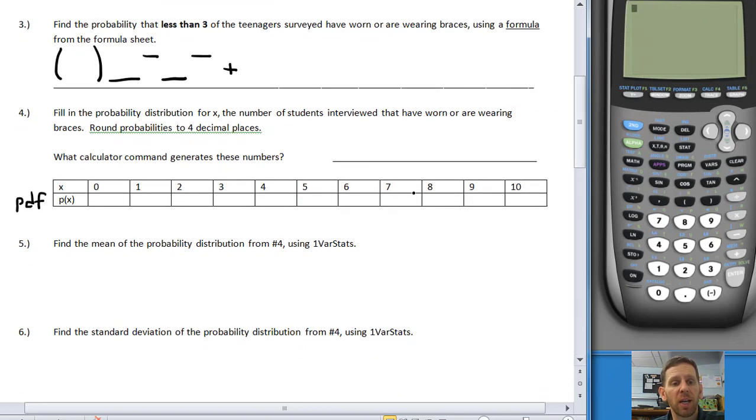Once you have a table set up here, we can use one var stats to find the mean and the standard deviation of these probability distributions. Go ahead and do that, and then we'll come back in a little bit and talk about the back side of your worksheet and some shortcuts that you can use for finding these means and standard deviations.